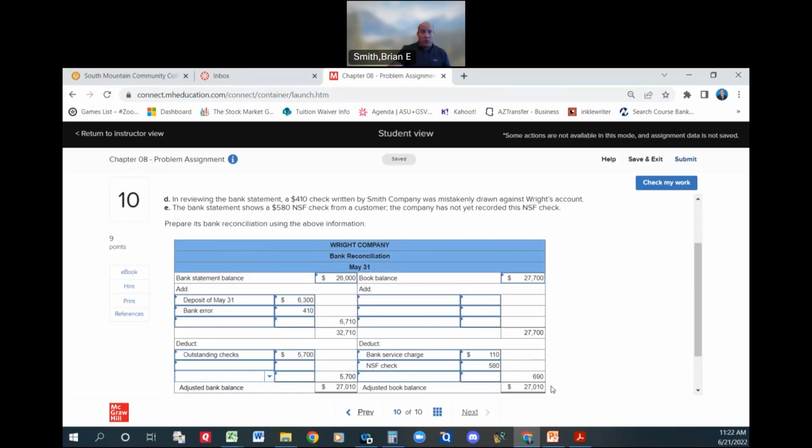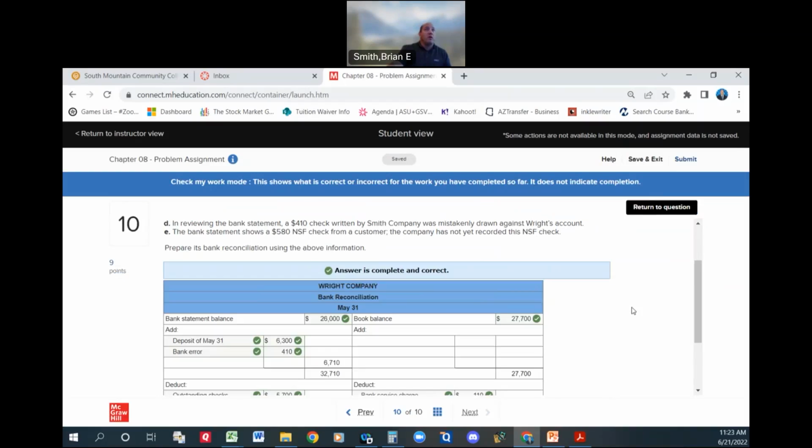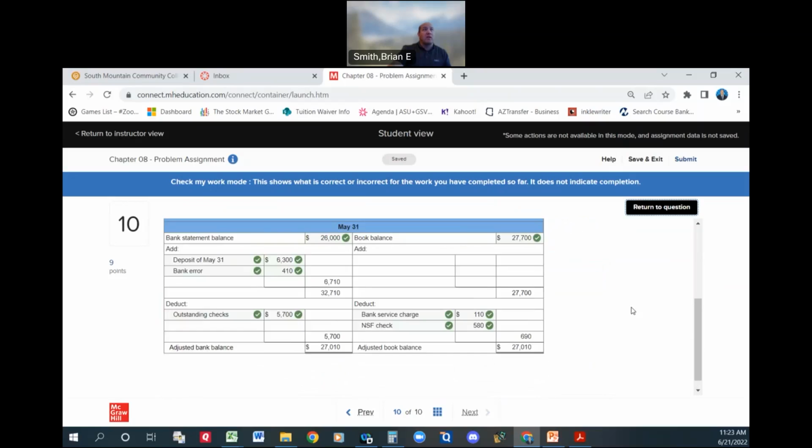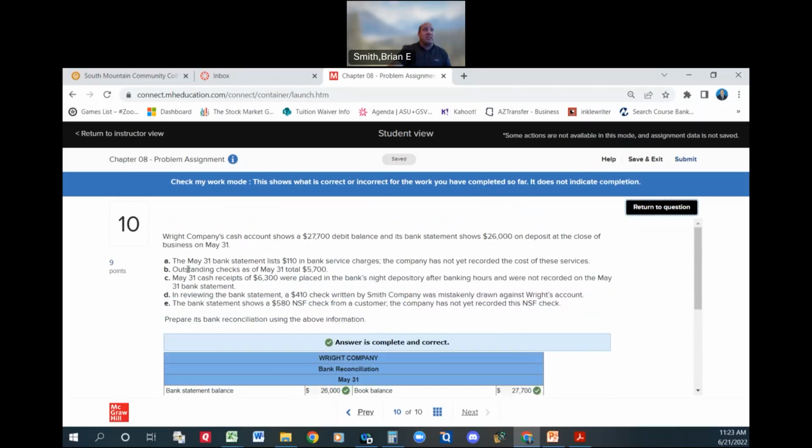But as I enter that in, we look at both of our bank balances and our book balances. They balance. So let's check our work. Perfect. See, answer is complete and correct. I followed just each transaction and put it where it belonged. I recommend that method. It's just cleaner.